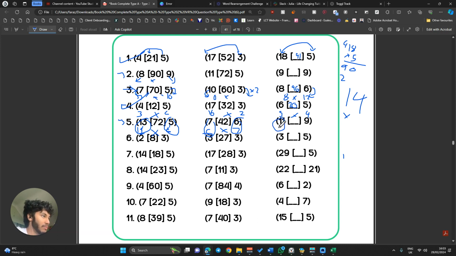Meaning this is going to be 11 minus 1, which is going to be 10. And this is going to be 10 as well. Oh, so that's going to give us 100. I think this one was 100 as well, actually. But yeah, there we go. So that's our question 5 done.